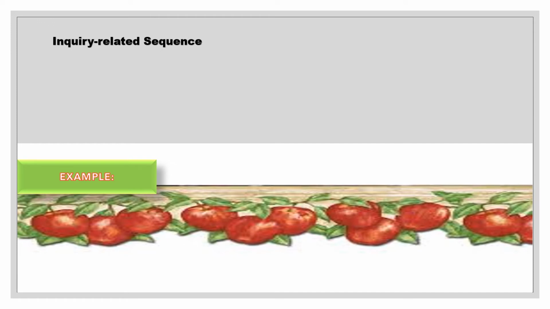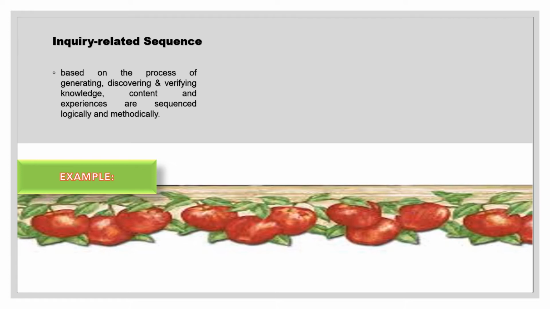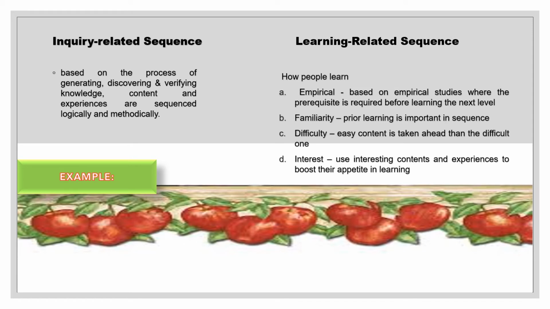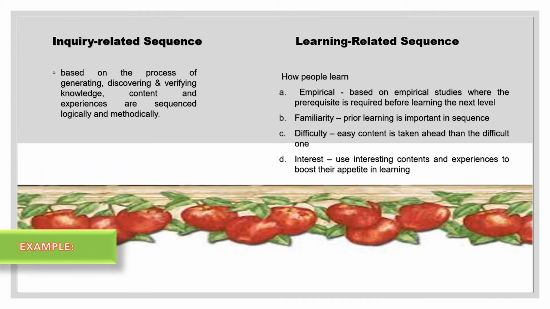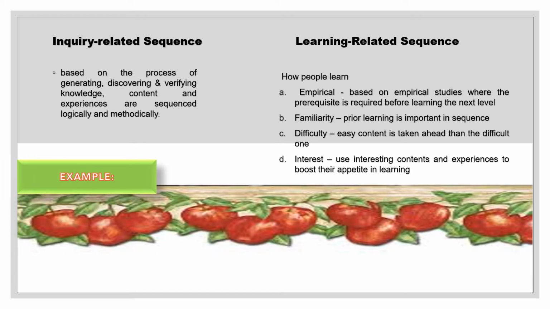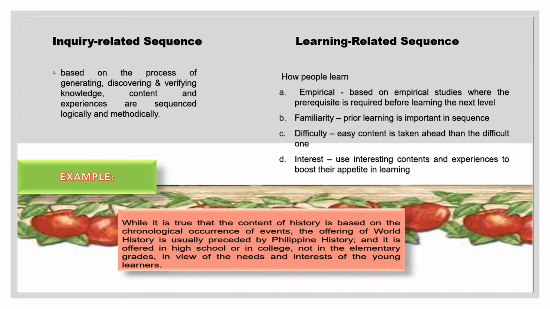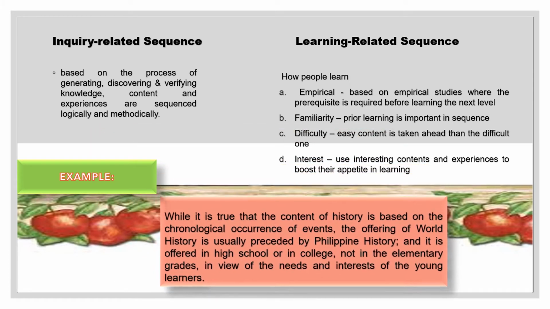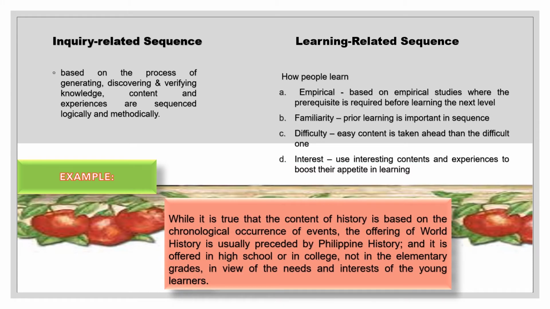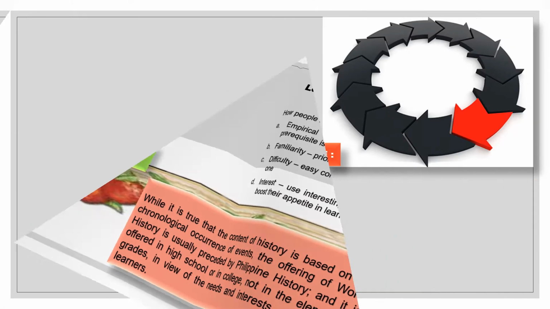methodically. In learning-related sequence also, how people learn. We have empirical, familiarity, difficulty, and interest. Example: while it is true that the content of history is based on the chronological occurrence of events, the offering of world history is usually preceded by Philippine history, and it is offered in high school or in college, not in the elementary grades, in view of the needs and interests of the young learners.